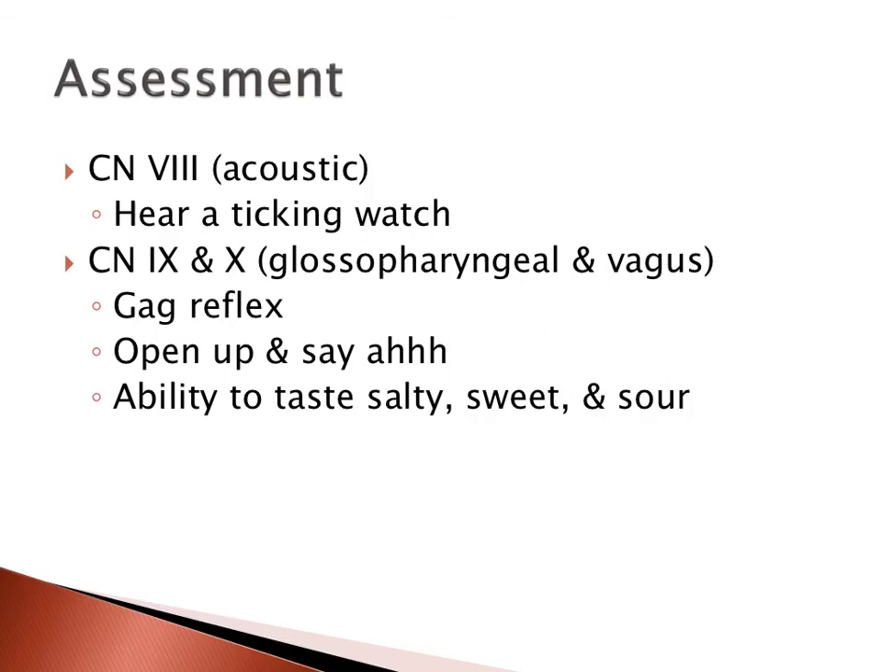This brings us to cranial nerve 8, which is acoustic. Think acoustic, playing music. You hear the ticking of a watch. You put your watch up to their ear and ask them if they can hear that faint sound. So that also brings us to cranial nerve 9 and 10, glossopharyngeal and vagus. This is where you're assessing the gag reflex, opening up and saying ah, the ability to taste salty, sweet, and sour.